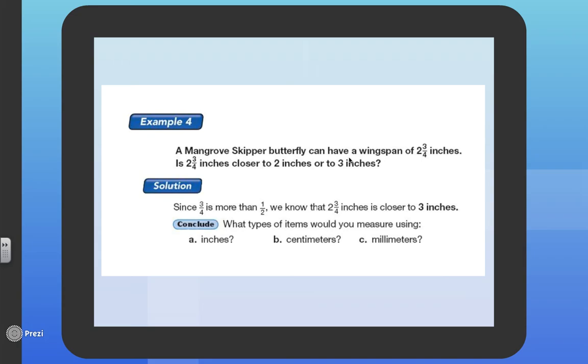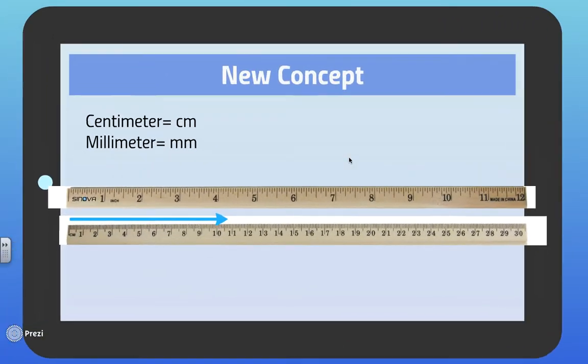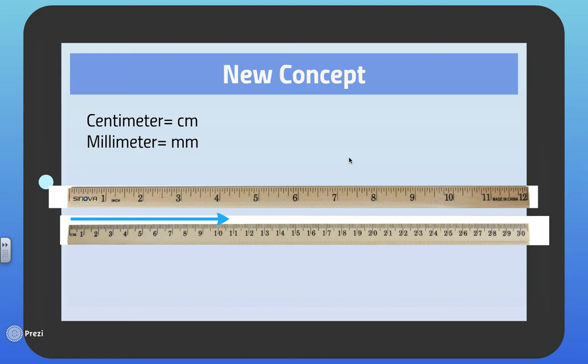Example number 4, a mangrove skipper butterfly has a wingspan of 2 3/4 inches. Is 2 3/4 closer to 2 inches or 3 inches? So what you're going to do is look at a ruler. In fact, you can go back to this one and figure out if 2 3/4 inches is closer to 2 or 3. Okay, something you don't really actually need to use a ruler for. You could probably figure that out.